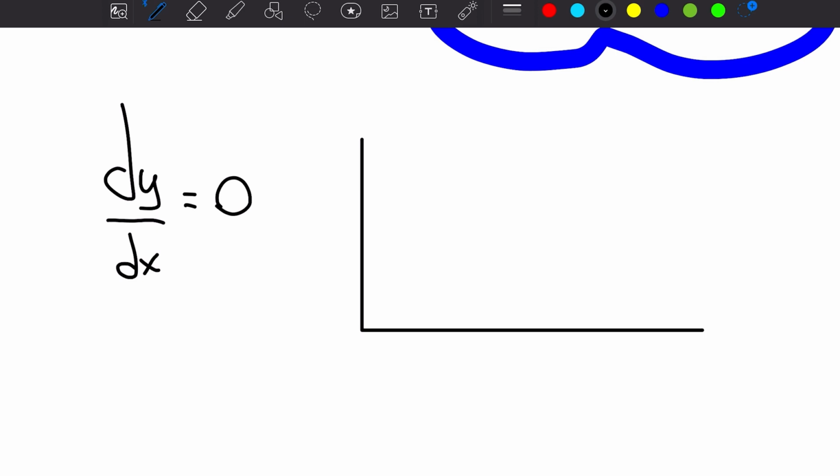Let me just try to draw this properly. Let's say we have this. Okay, good. So the points where the slope is 0, there's no turning at all, it's just 0. These points are called stationary points.